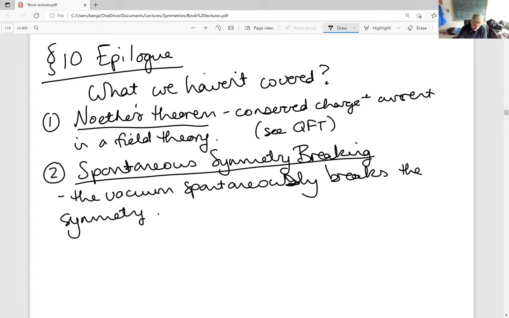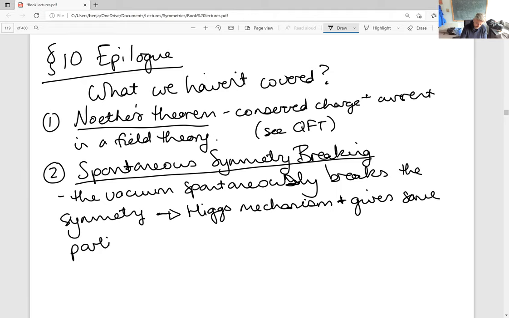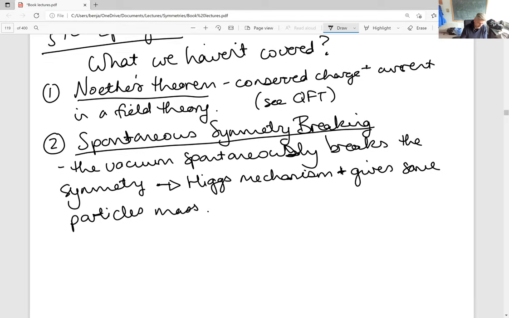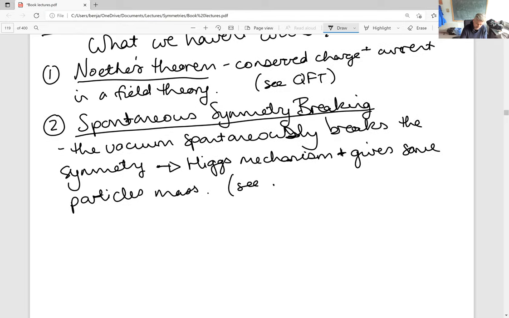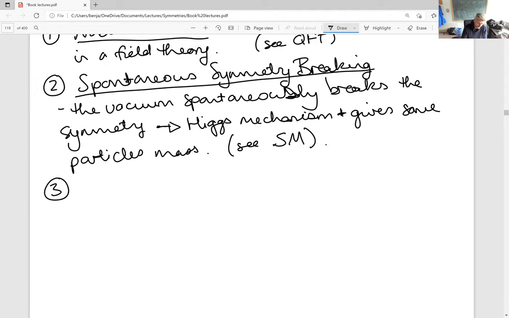And in fact, this is what leads to the Higgs mechanism, which gives particles mass. For example, gauge bosons can acquire their mass this way. It gives some fundamental particles mass. Okay, this is typically covered in our standard model course.